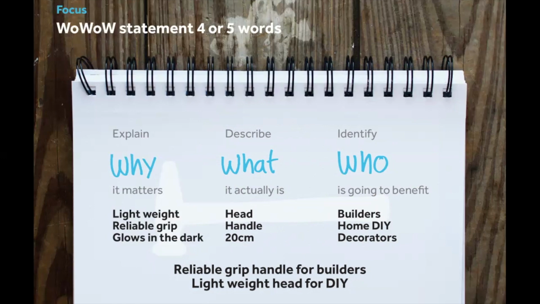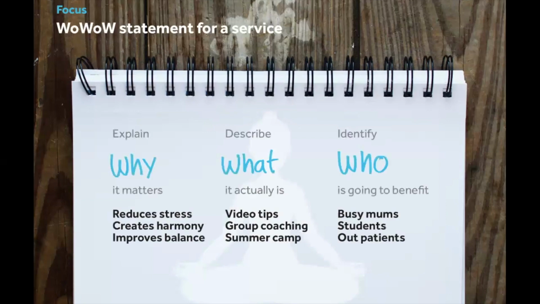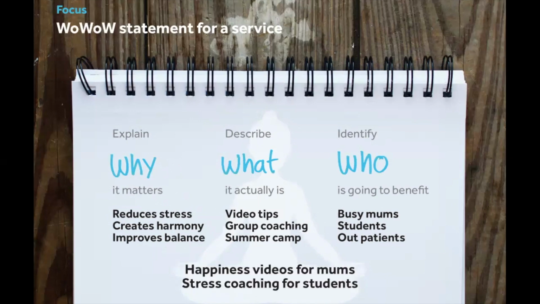Obviously, like I've said, this is for a hammer, but say you had a yoga business, so it's more of a service-driven business that you're trying to name. It's the same principles. Explain why it matters. Well, it reduces stress, it improves balance. How are you going to deliver this? Describe it. Video tips, group coaching, and then who is it going to benefit? Busy mums, students, outpatients recovering, etc. And then you can sort of jumble those up a little bit and create these wow statements. So happiness videos for mums, stretch coaching for students. Again, 3 or 4 of these will really help you to create a name that's going to be right for the business that you're bringing to market.